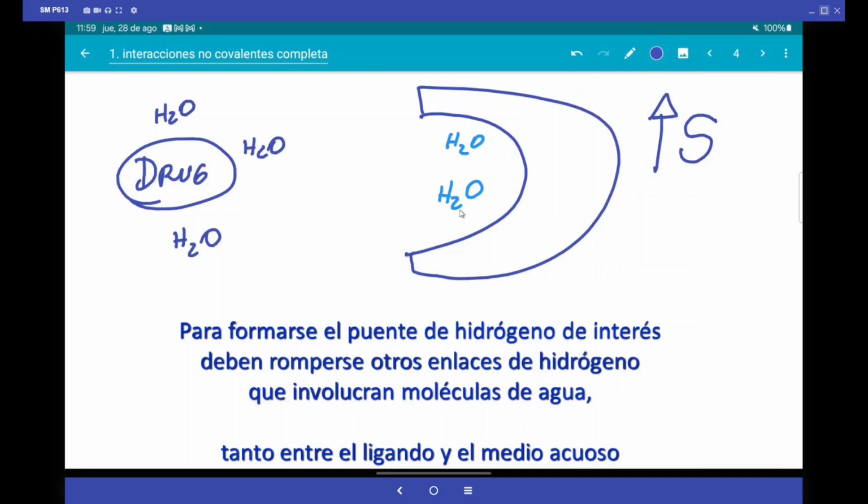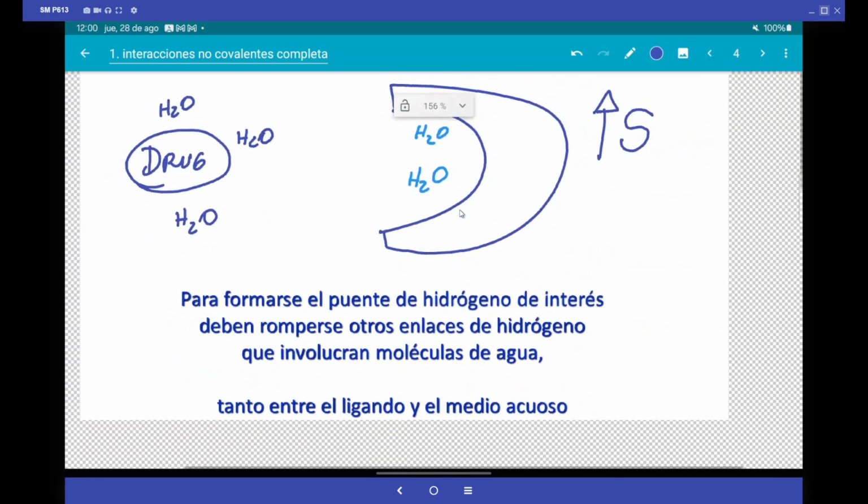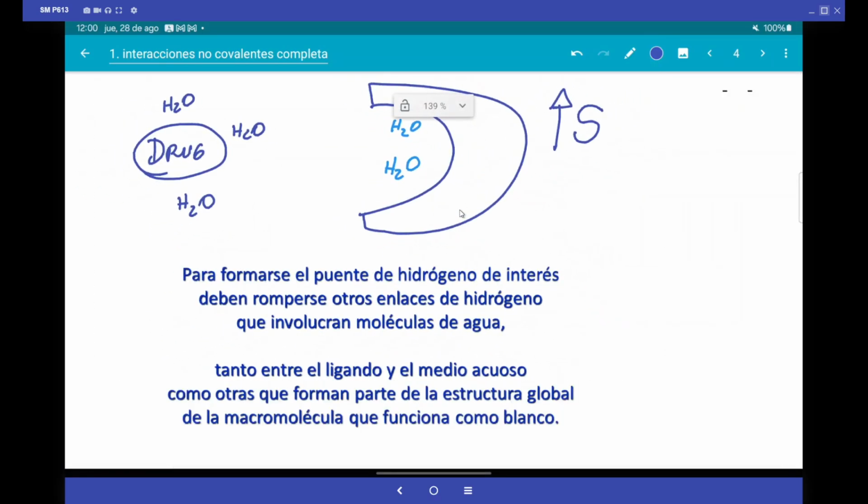Desolvation, concrete examples of this. In the design of H2 histamine antagonists, the following was seen.